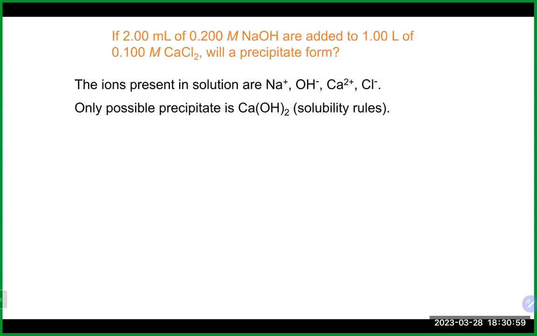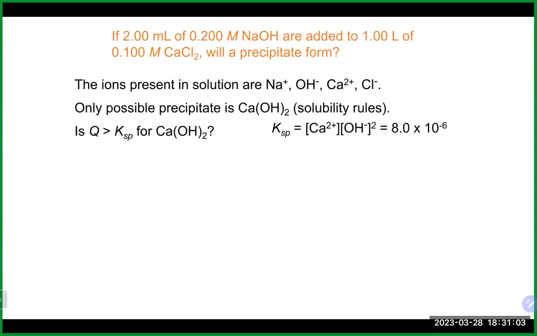So let's see if we can figure this out here. If we took 2 milliliters of a 0.2 molar sodium hydroxide solution and added it to 1 liter of a 0.1 molar calcium chloride solution, would we expect a precipitate to form? In order to make that judgment, a couple of things you might want to think about are the ions that are floating around, right?